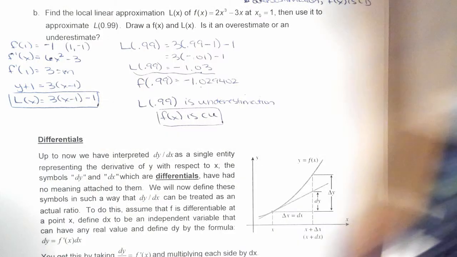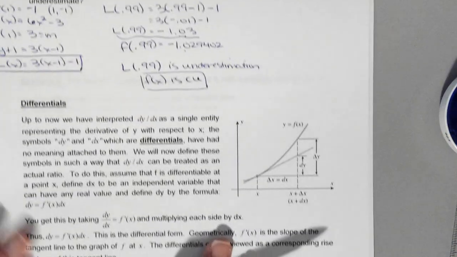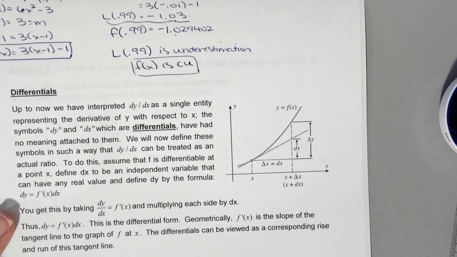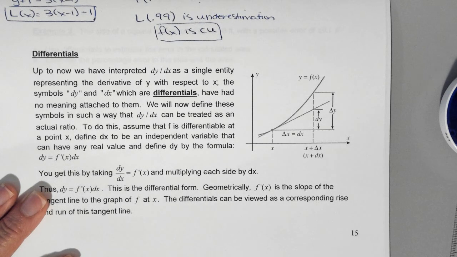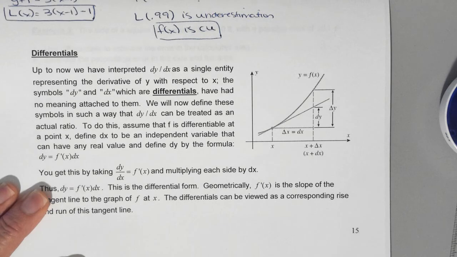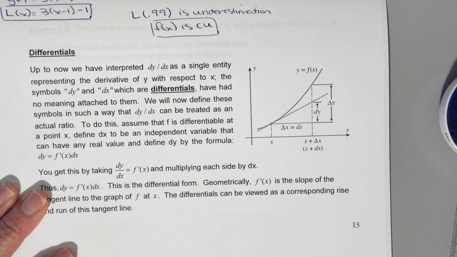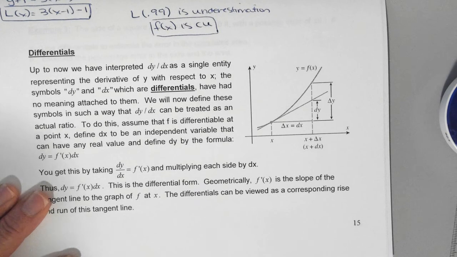Okay. Up to this point, when we were taking the derivative, some of us were using f prime of x, y prime. We started to move into dy dx. And we talked about the meaning of dy dx with respect to the slope, the change in y over the change in x. But other than that, we really just used dy dx as a notation.